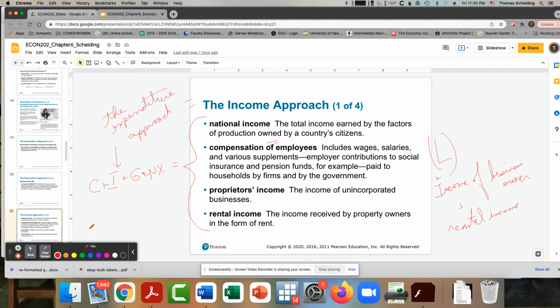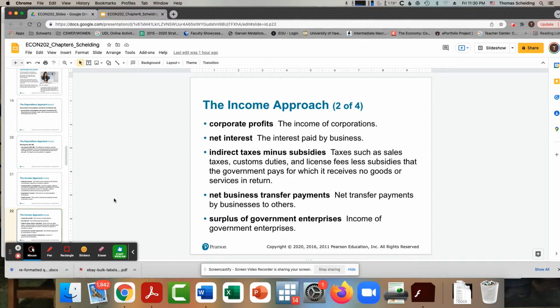Okay, sorry, just catching back up here. So when we look at the corporate profits, that one should be pretty obvious. The corporate profits would just be what the corporation earns as net income. The net interest would be the interest that's paid by businesses for loans on bonds or direct loans from banks.